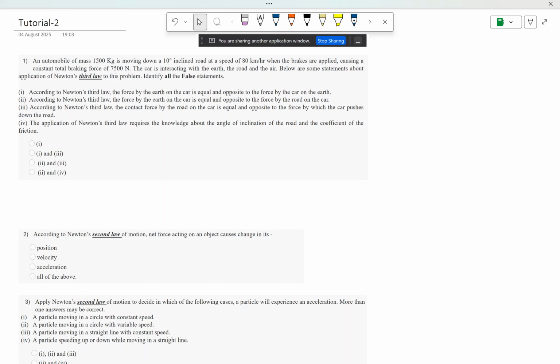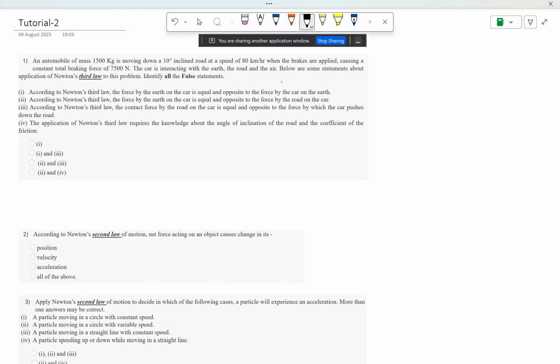So question number one is: an automobile of mass 1500 kg is moving down a 10-degree inclined road at a speed of 80 km per hour when the brakes are applied, causing a constant total braking force of 7500 Newton. The car is interacting with the earth, the road, and the air. Below are some statements about application of Newton's third law to this problem. Identify all the false statements.